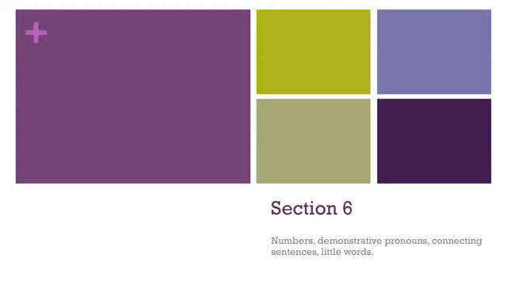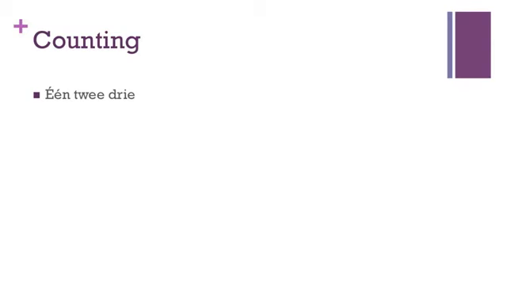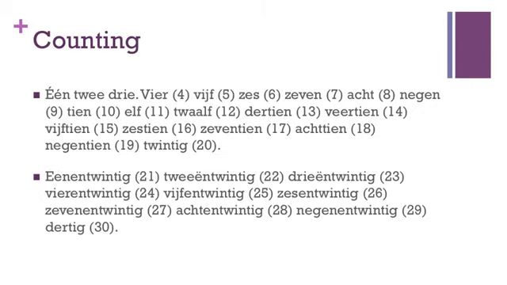But first, the counting. We've seen 1, 2, 3. Now, let's see how that goes further. It sounds similar to English. 4, 5, 6, 7, 8, 9, 10. And then 11, 12, 13, 14, 15, 16, 17, 18, 19, and 20.